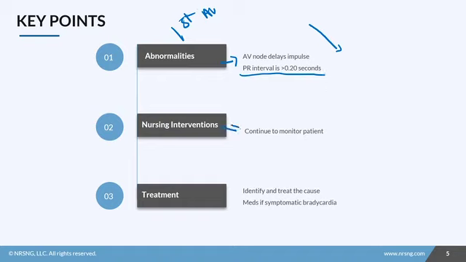Nursing interventions, continue to monitor them. For the most part, it is okay. Unless they have a symptomatic bradycardia, then you follow the ACLS guidelines. If you can, identify and treat the cause to try to improve their first-degree AV heart block.